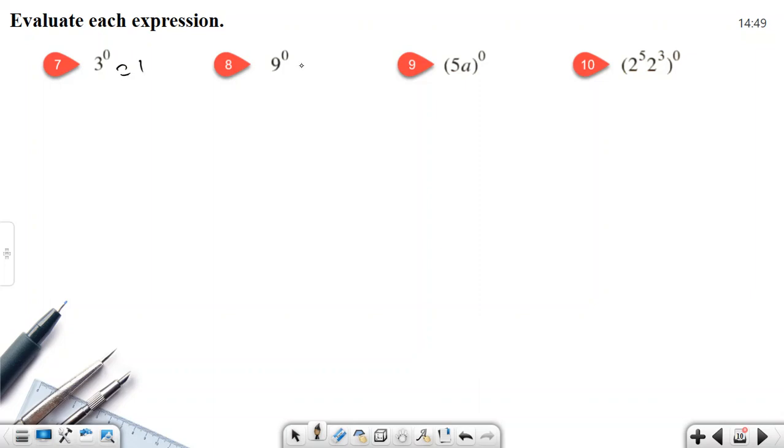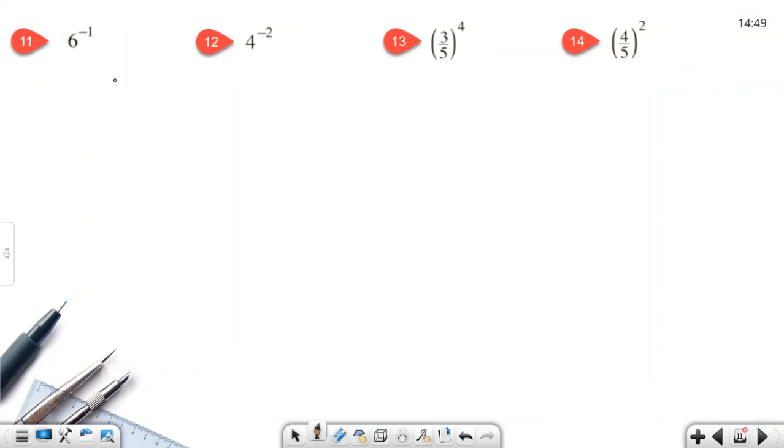As we know, the power of 0 is equal to 1. Here a cannot be 0, because 0 power of 0 is undefined. Here it doesn't matter what it is. When we have the power of 0 outside the parentheses, all of this is going to be equal to 1. Then 1 over 6, why? Because of the negative.